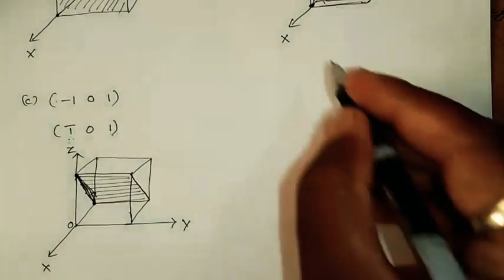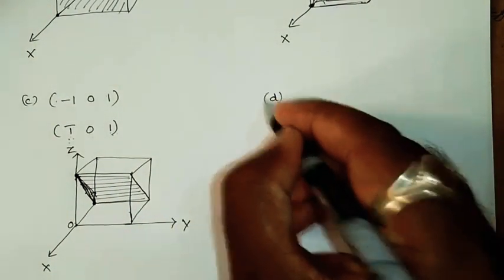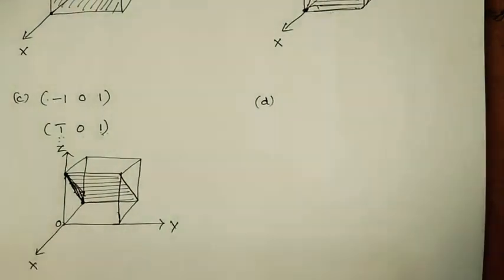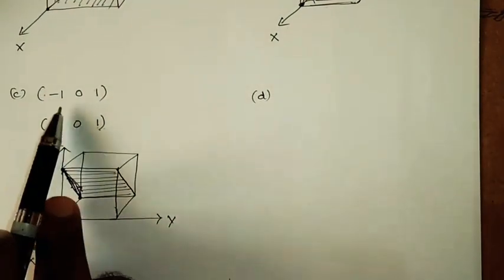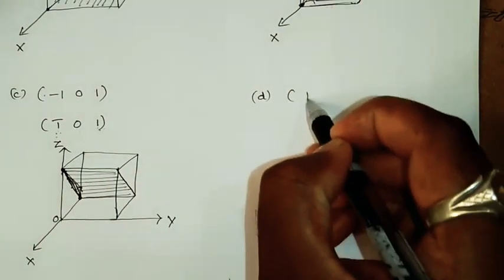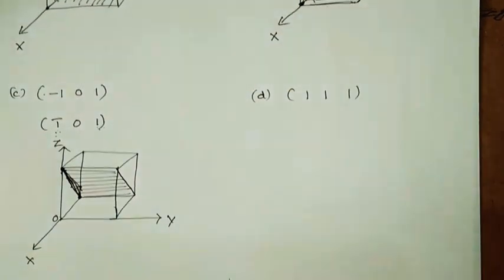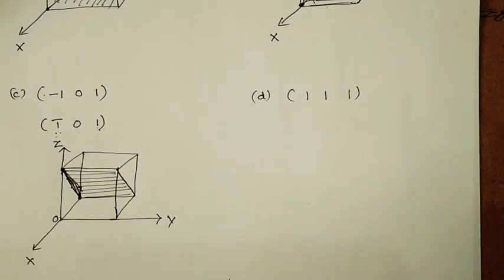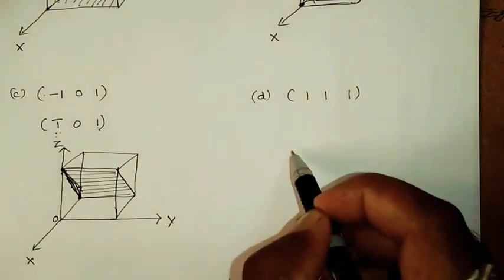So we shall go with the last one, how to draw the plane from Miller indices. And the Miller indices will be 1, 1, 1. So this is our plane. So now we shall consider how to draw the plane for this 1, 1, 1.